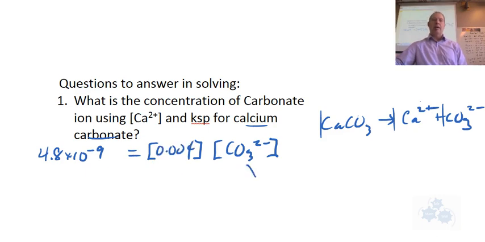So right away, we can tell how much carbonate ion we're going to need to match up exactly with the calcium ion that's making the water very hard. Does everyone understand that so far? So how do we do this?